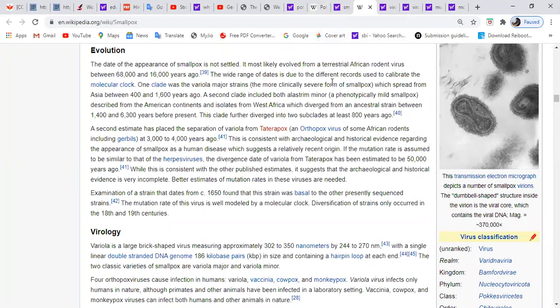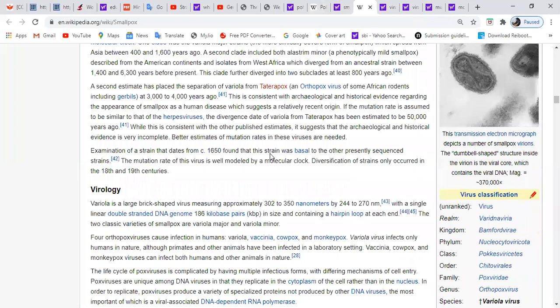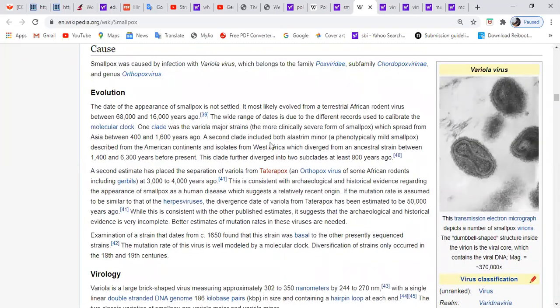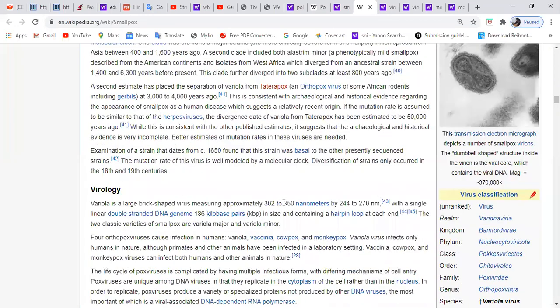Before moving into the poliovirus, let me tell you something very important. They are the largest viruses, right? They have sizes around 200 nanometers, though there is some variation in size. These are variola viruses, large brick-shaped viruses, approximately 300 to 350 nanometers, with variations of around 250 to 270 nanometers.